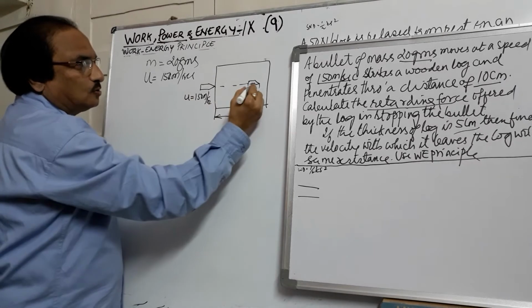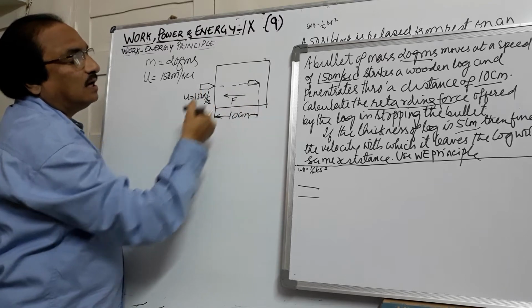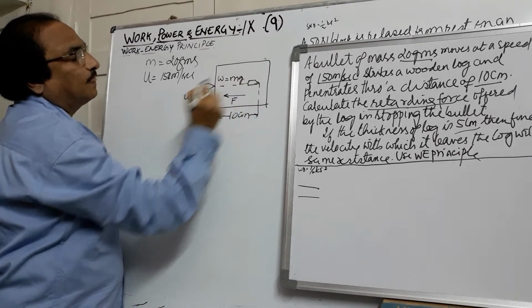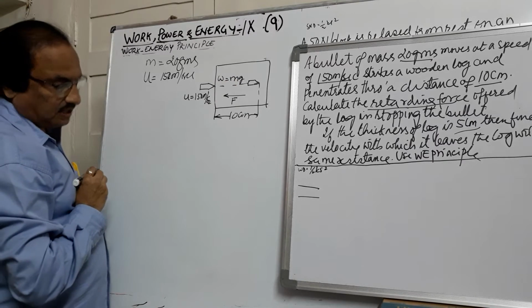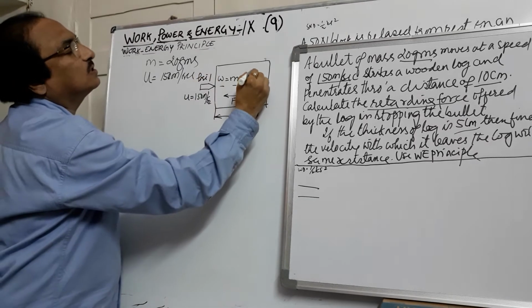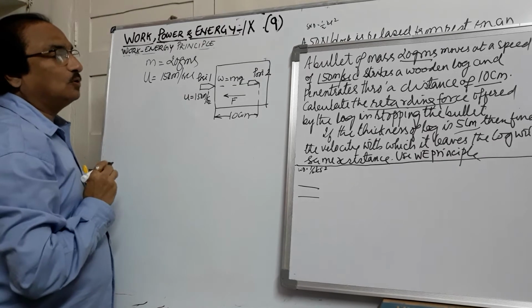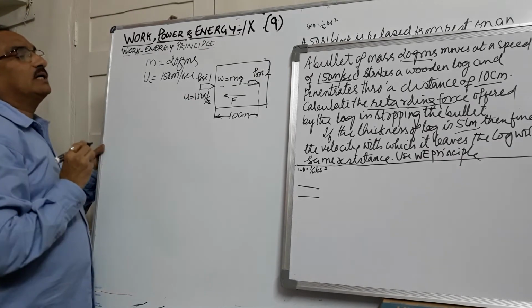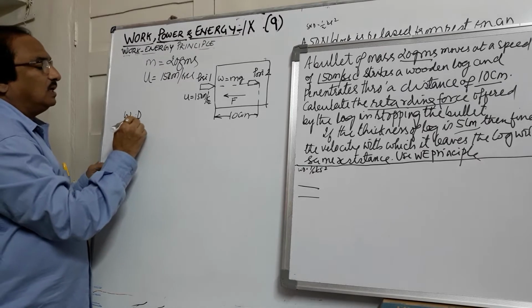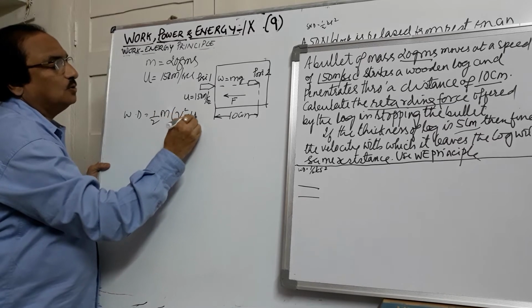When the bullet enters into the wooden log, there will be resistance of the wooden log in the opposite direction. Suppose here W is equal to M into G. Now this will be traveling for a distance from position 1, if I call this as position 1, to this is position 2. So movement is from position 1 to position 2. Suppose here if we apply the work energy principle, it says work done is equal to half into M into V square minus U square.